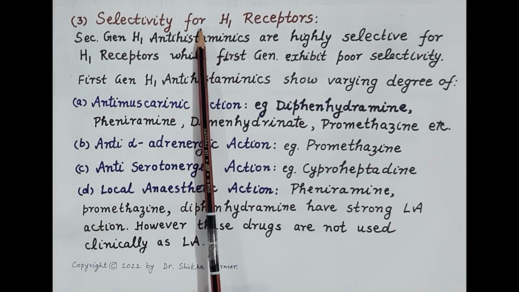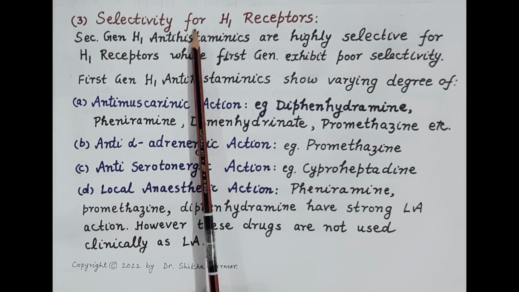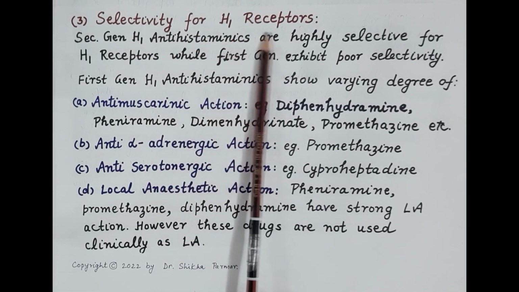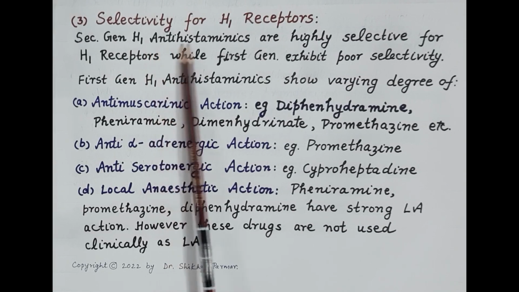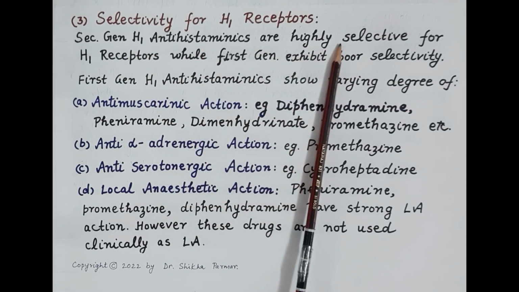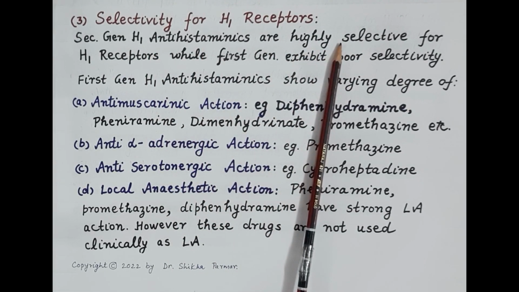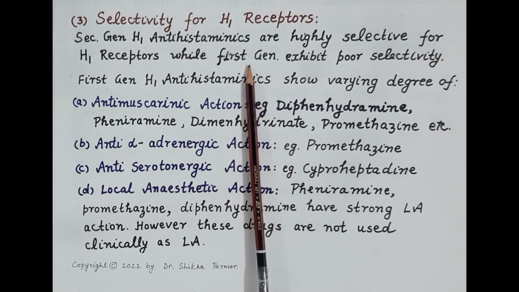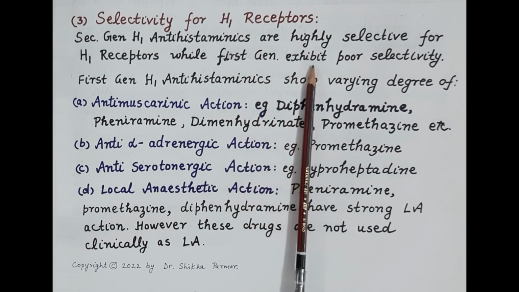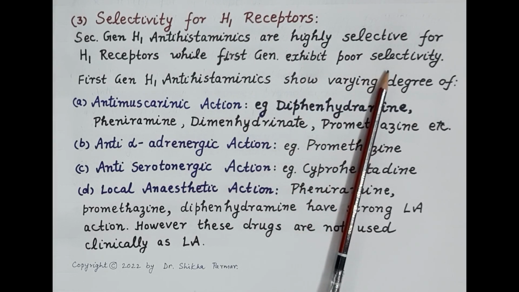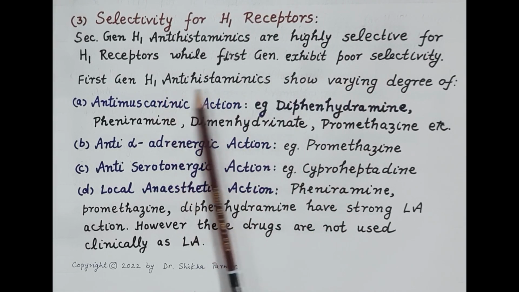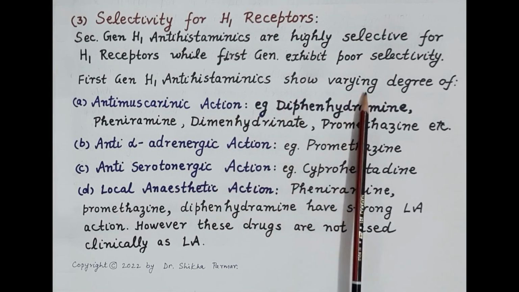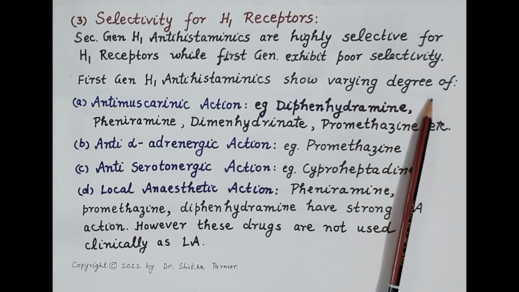Now, another very important pharmacological action of H1 antihistaminics is the selectivity for H1 receptors. Second generation or newer H1 antihistaminics are highly selective for H1 receptors, while conventional first generation antihistaminics exhibit poor selectivity for H1 receptors. First generation H1 antihistaminics show varying degrees of pharmacological actions on other receptors.